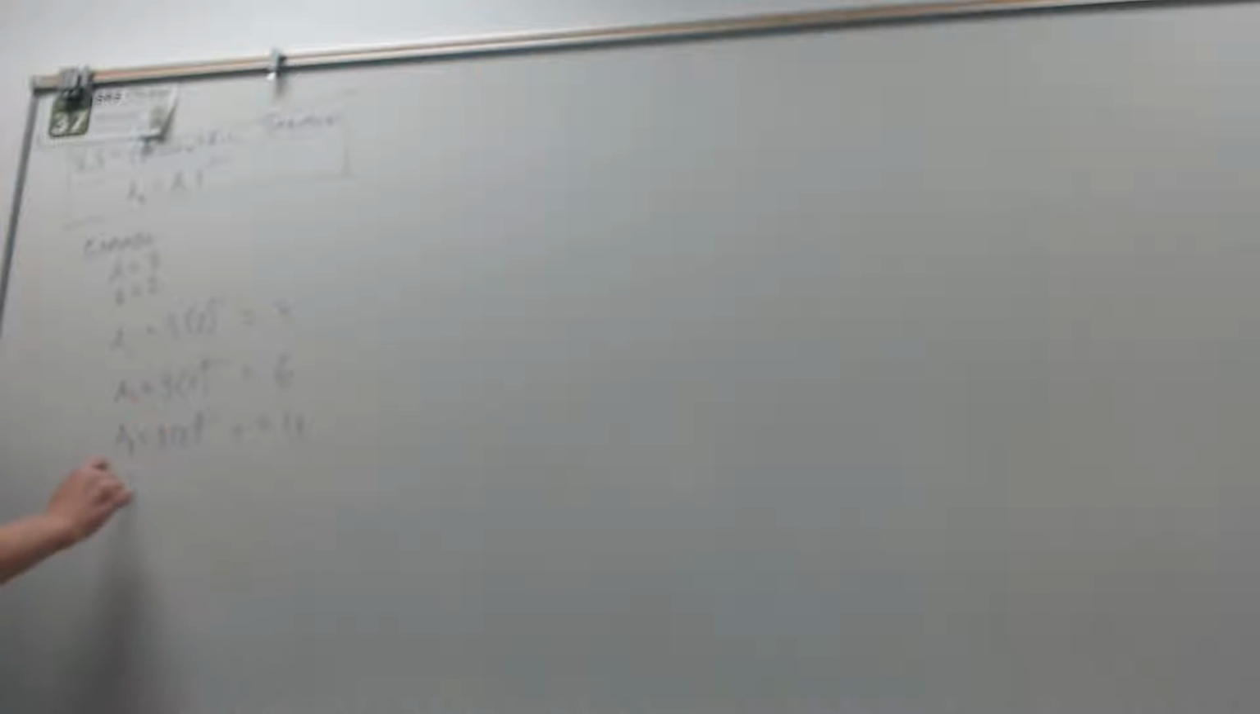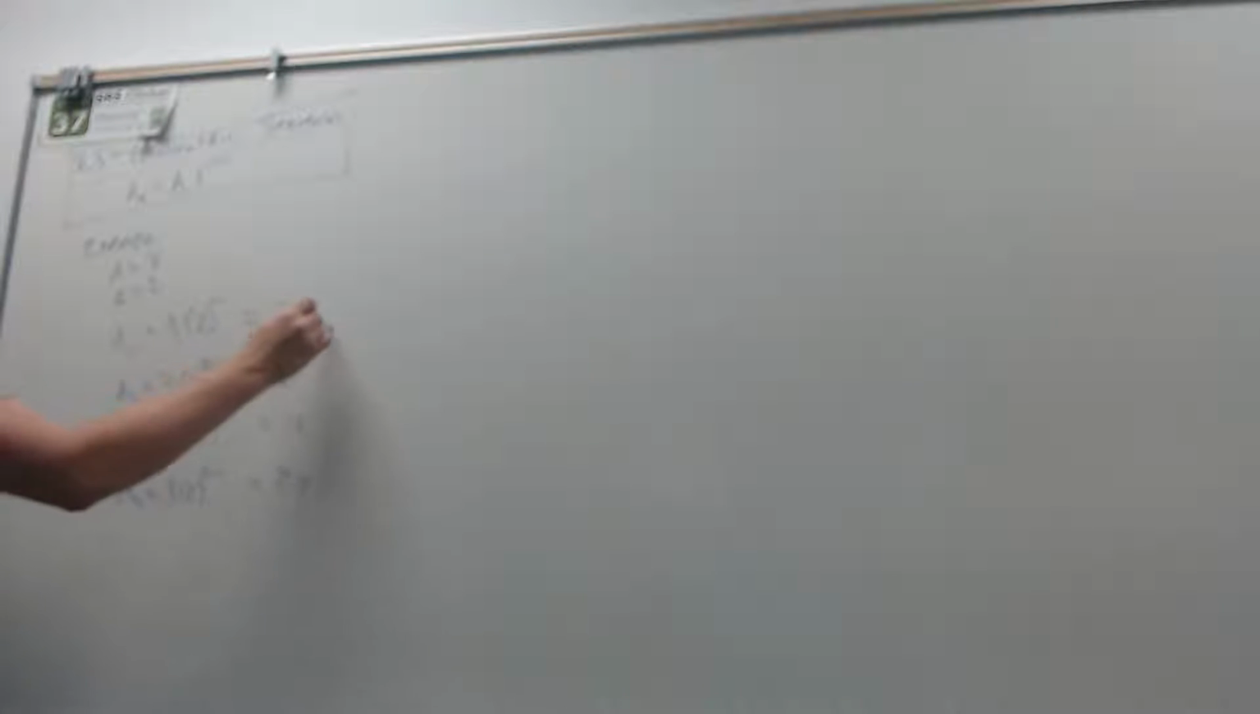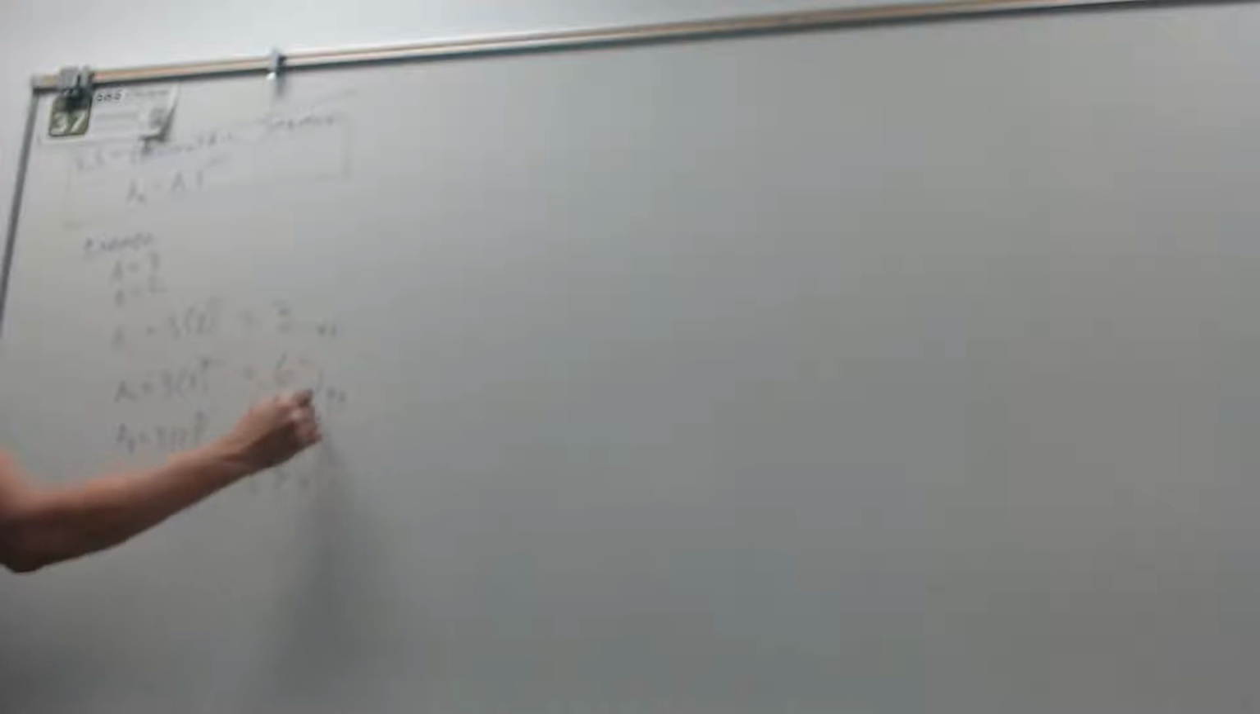12. A sub 4 equals, Julia, can you help me plug in this formula? 3 times 2, and then the 4 minus 1. 4 minus 1 is? 3. 2 cubed? 8. 8 times 3? 24. Yeah, that's right. So can you see in here, we're basically taking the first number and we're multiplying it times 2, times 2, times 2. You see that?